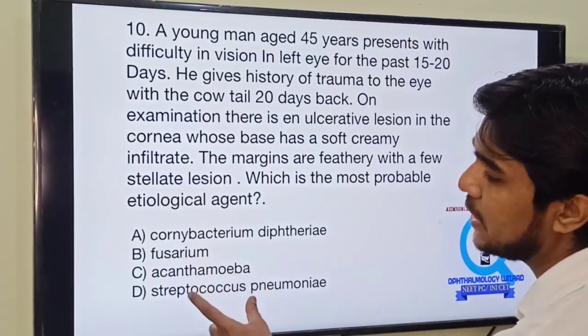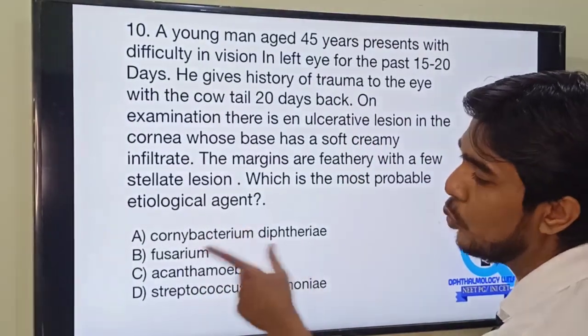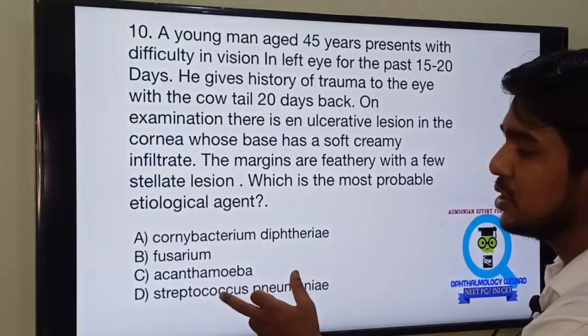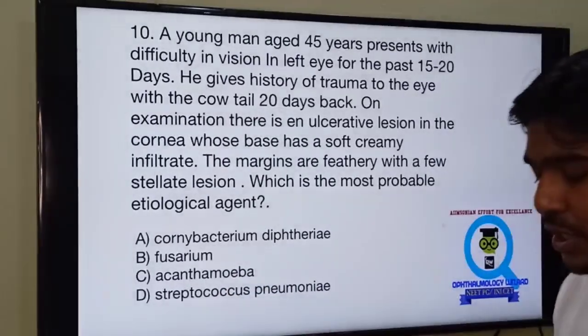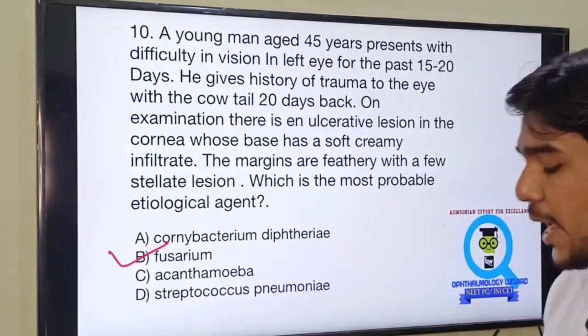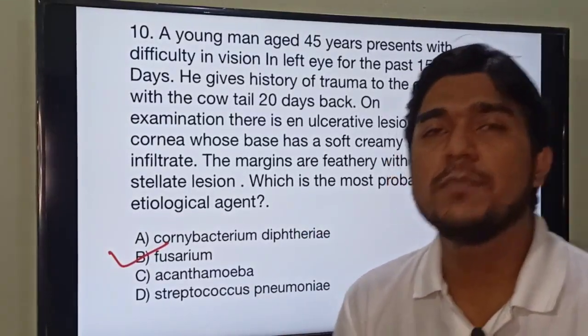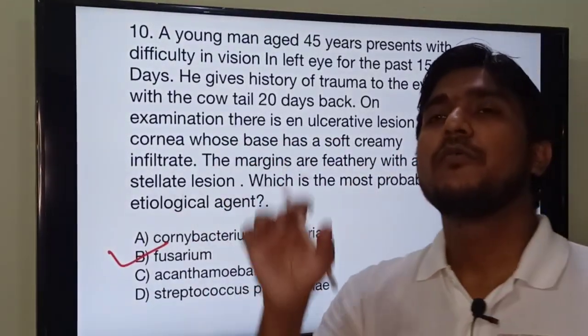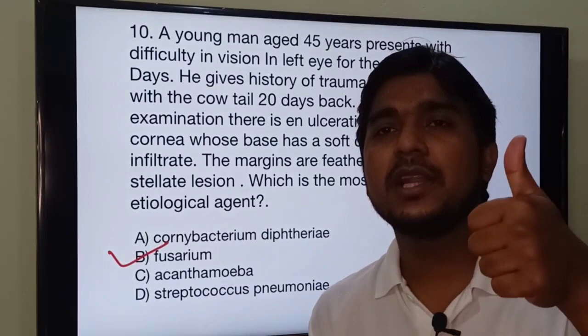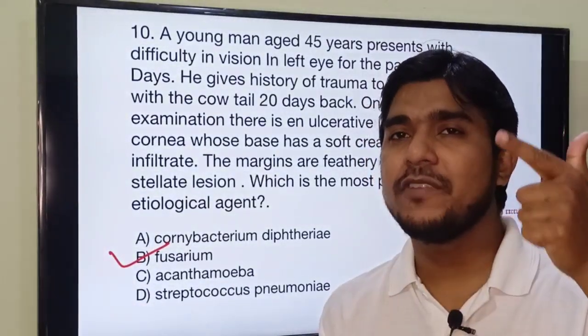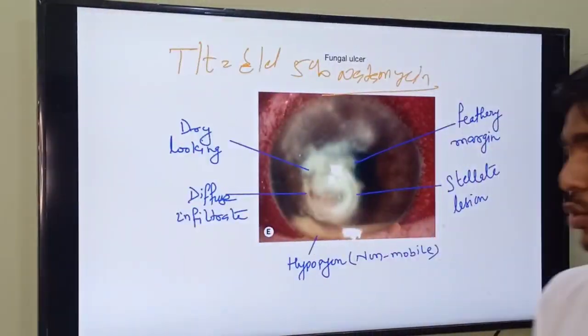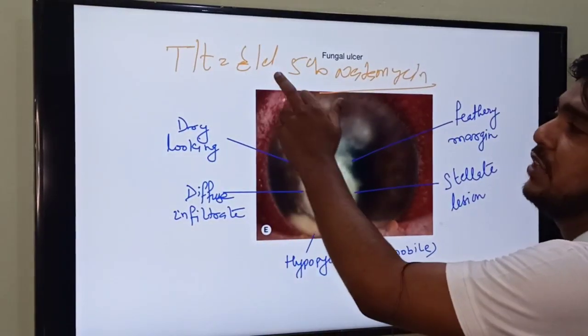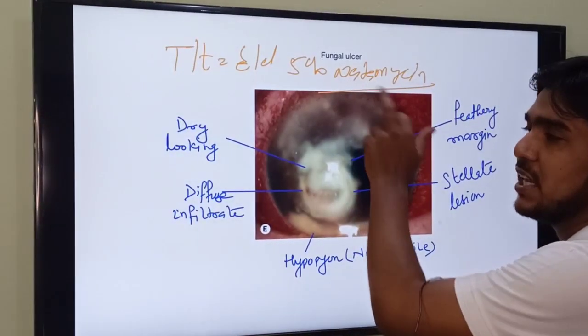And what is the agent here, which is fungus? Corynebacterium? No. Fusarium? Yes. Acanthamoeba? No. Strepto? No. So the answer of this question is Fusarium. And let me give you some hints which are very important regarding the fungal ulcer. There will be the typical history of cow tail trauma or vegetative trauma. The treatment of choice is 5% natamycin.